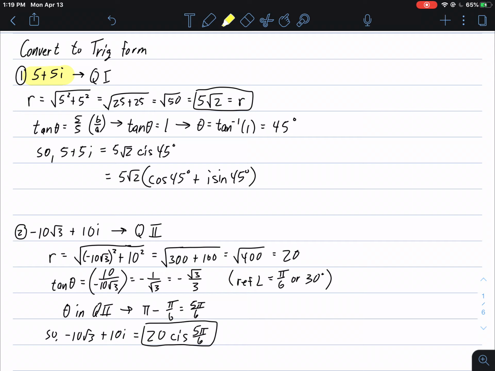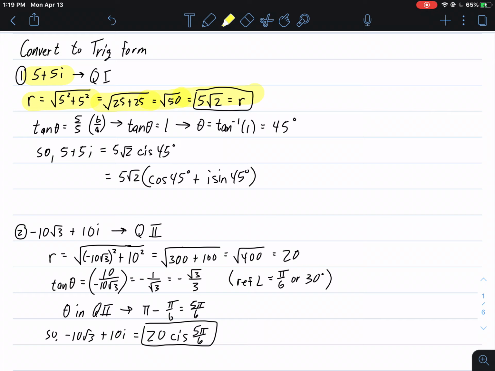Find r as we did before. Right? So r is the square root of a squared plus b squared, 5 squared plus 5 squared in this case. So 25 plus 25, square root of 50. And then we could simplify, that's 25 times 2, right? So 5 square roots of 2. And there's r. And then again, I'll tell you I'd use tangent just to play with that a little bit.